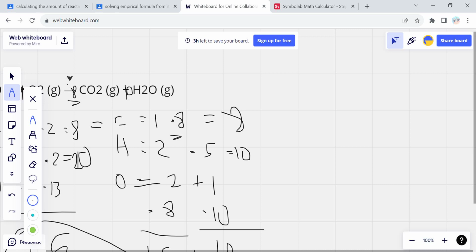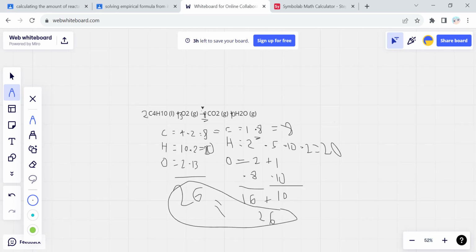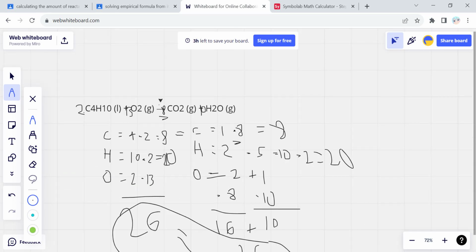But since we multiplied by 2, we multiply our 10 by 2. This is 20. So now our equation is balanced. I'm sorry for this messy drawing. But anyways, yeah, we finally balanced our equation.